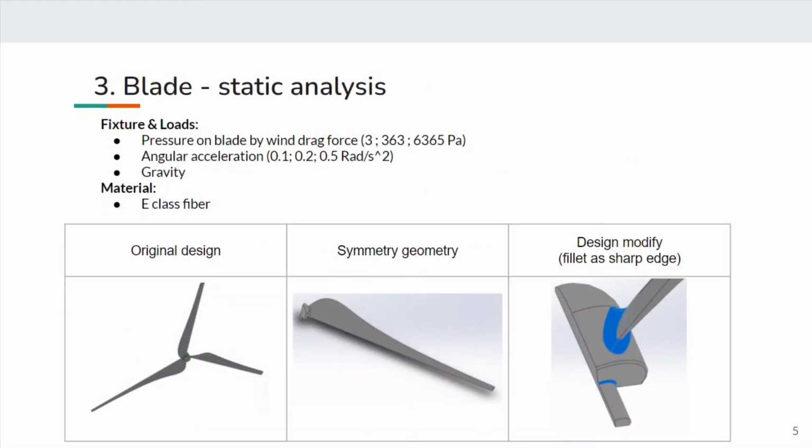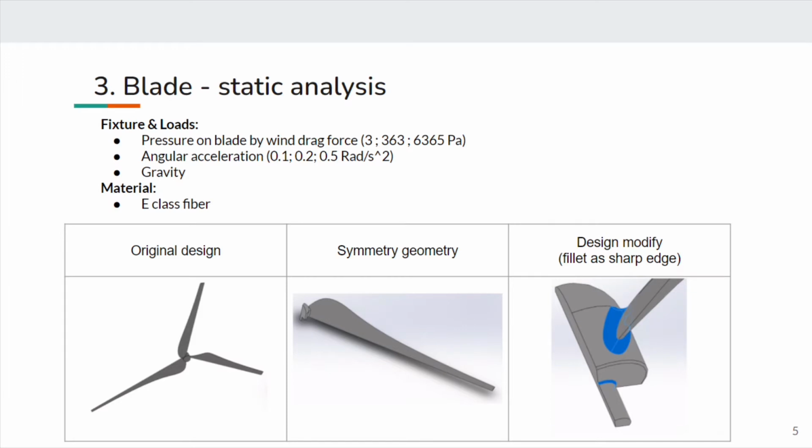For the static analysis of the blade, we have different input conditions. One is the pressure due to the wind drag force, another is the angular acceleration, and also the gravity. The material is E-class fiber, which is commonly used as wind turbine material. We have changed the design of the wind blade, so it's easier to compute the result and increases the robustness.